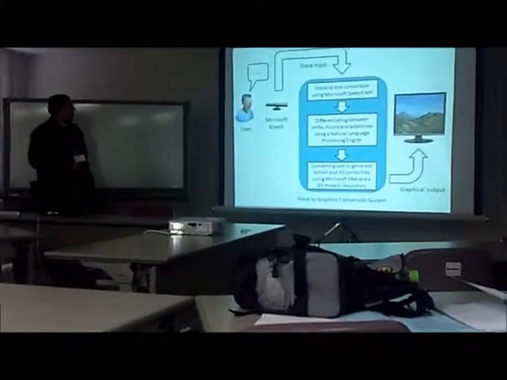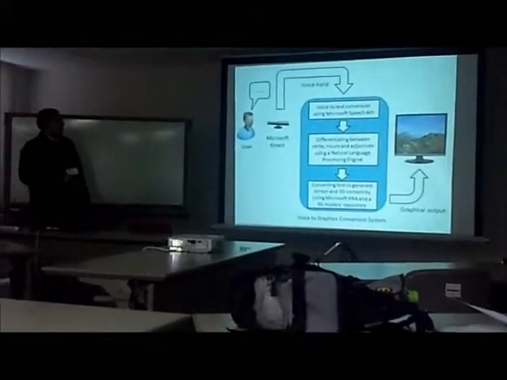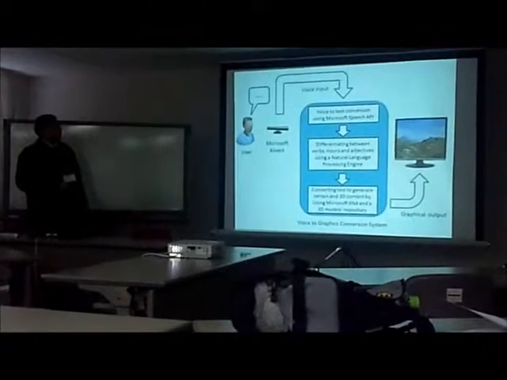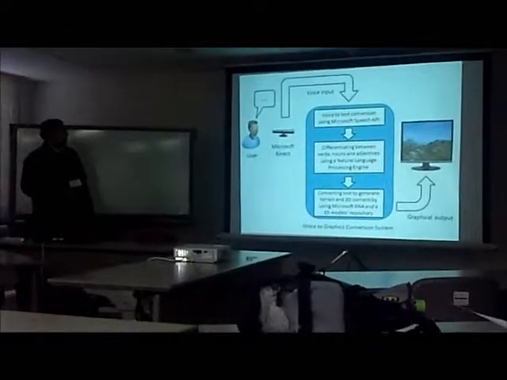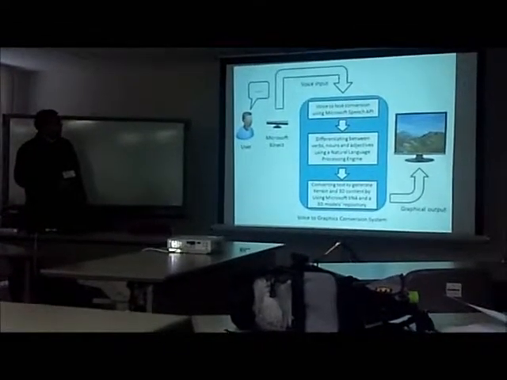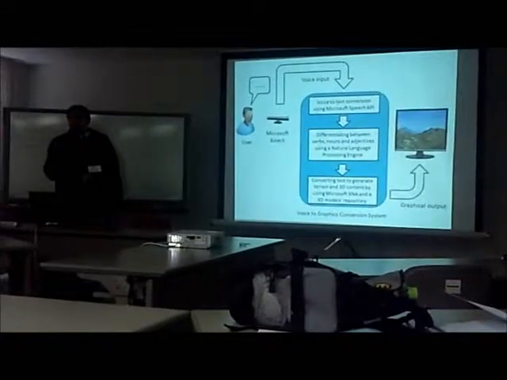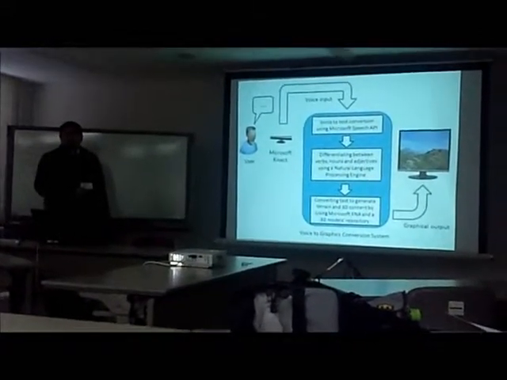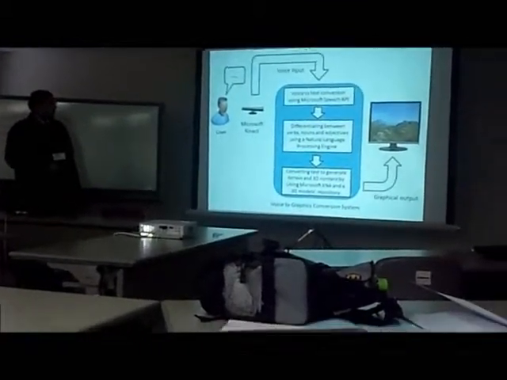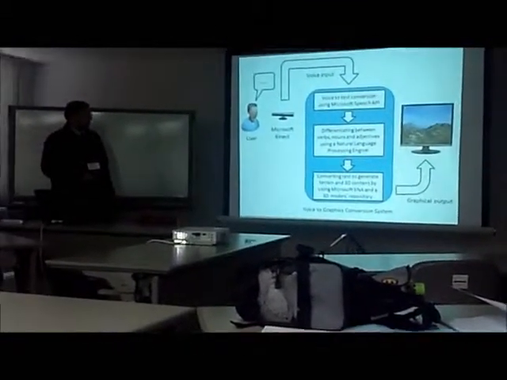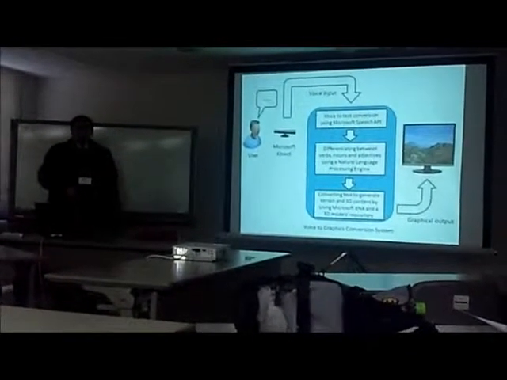So this is the basic idea. The user says something, and the Microsoft Kinect takes the voice input. The voice input is converted to text through the Microsoft Speech API. It differentiates between the different verbs or adjectives using a natural language processing engine. This part I have yet to develop, so currently I'm only working on the words that we use to speak. Converting text to generate terrain 3D content by Microsoft XNA and a 3D repository, and we get something like a terrain out of that.